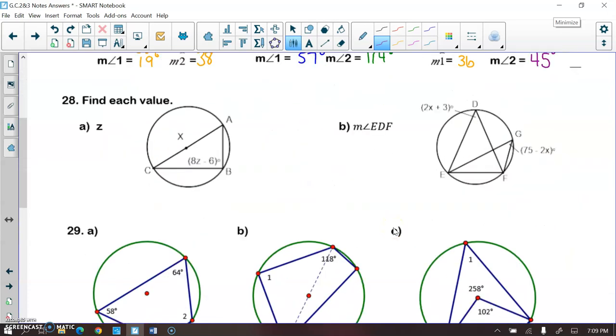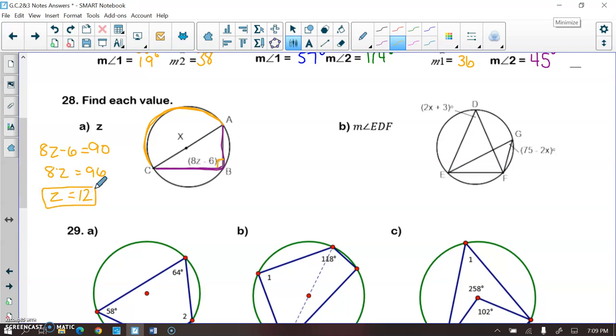All right, the next one. So I'm finding the value of z. This angle that I'm given intersects a semicircle. So that means that this is a 90 degree angle. So I'm going to set the 8z minus 6 equal to 90 degrees. Adding 6 to both sides, I get 8z is equal to 96. And 96 divided by 8 gives me that z is equal to 12.